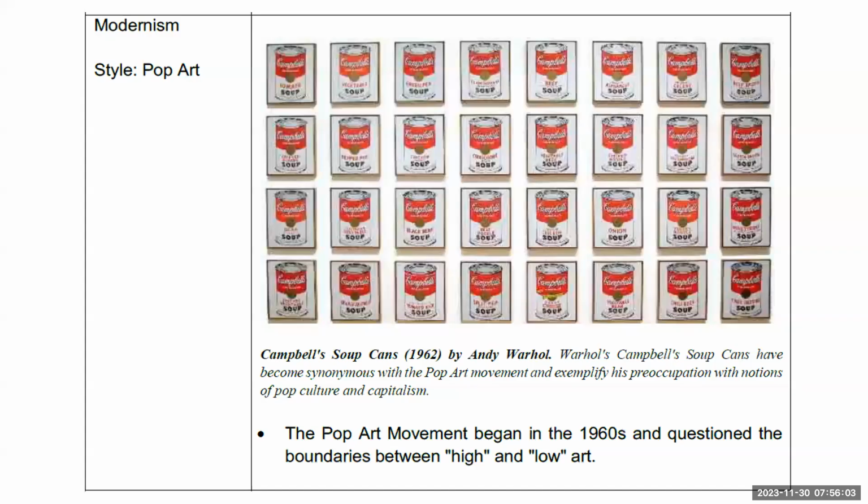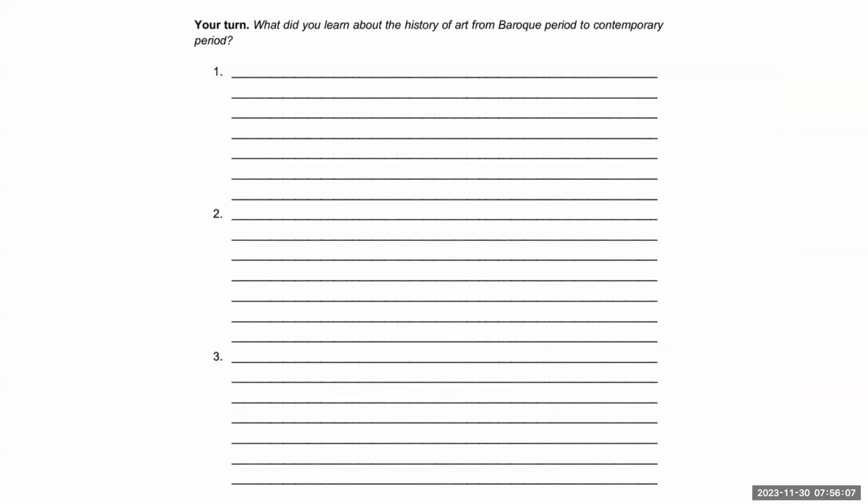Okay. Now, with all of these discussions of styles across different periods, kindly answer the following. What did you learn about the history of art from the Baroque period to the contemporary period? Just cite one example per period and then give your impression as to what this particular style is. So I will be recording another video and I'll see you in class.